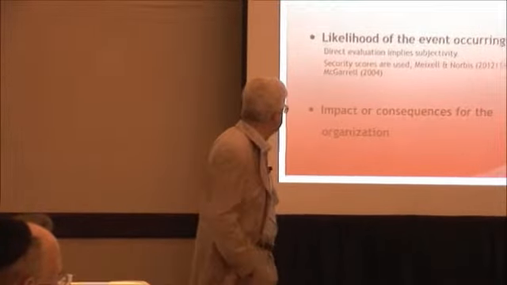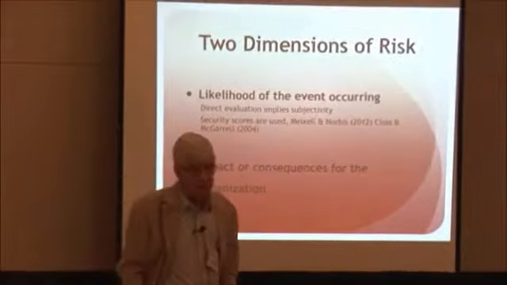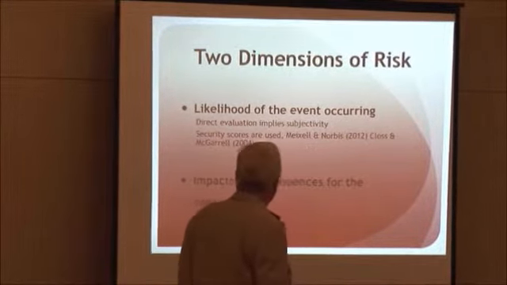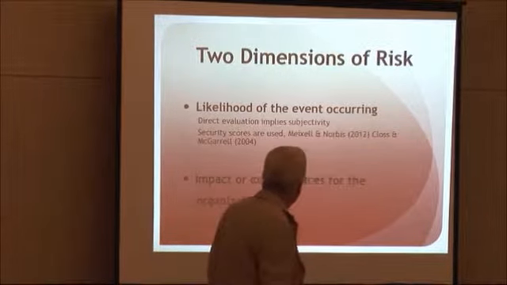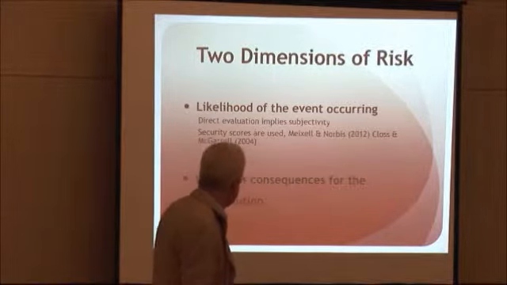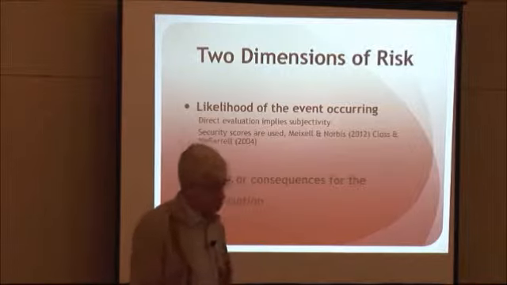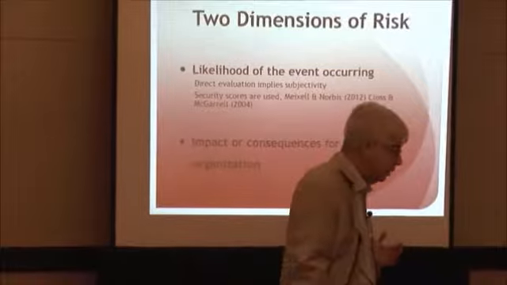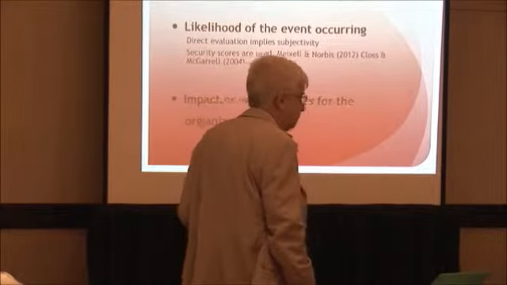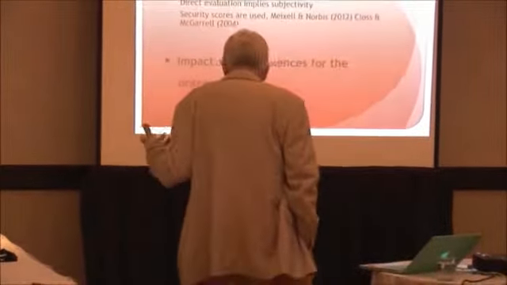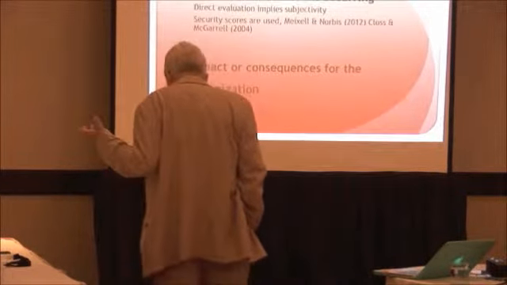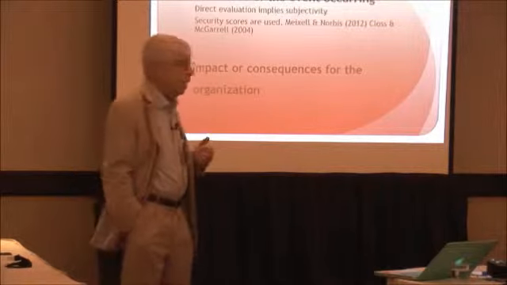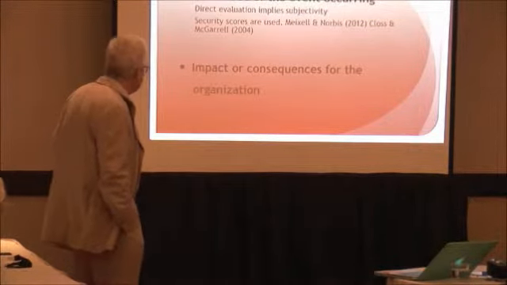There are 2 dimensions of risk. The first is the likelihood or the probability that the event may occur. And the second is the impact that it will have. When you combine these 2, you come up with something that in management science, for example, is called expected monetary value or expected monetary loss, when you combine the probability with the loss.